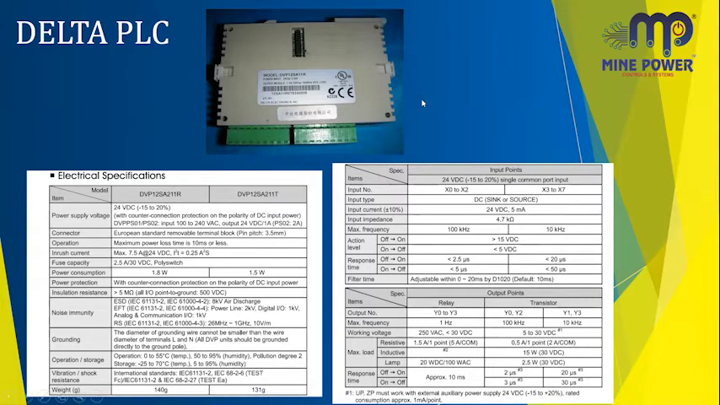Next, the input point: the input number, input type, and input current. Input current is 24-volt DC. Input impedance is 4.7 kilo ohm. The maximum frequency is 100 kilohertz to 10 kilohertz. Action level, response time, and filter time are the same.